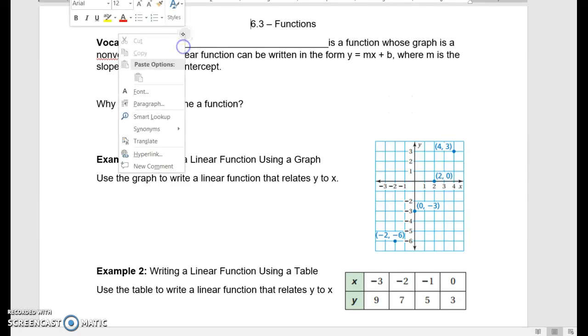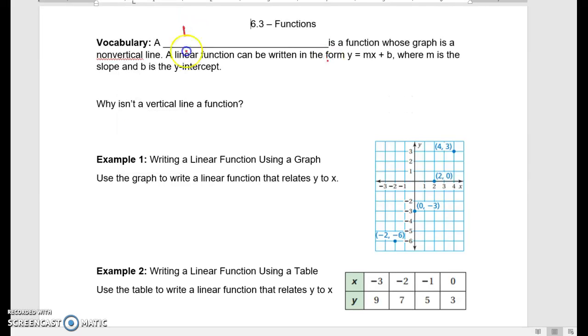Hey guys, so today we are going to be talking about linear functions. Linear functions means exactly what it's saying. Linear means a straight line. It's a function whose graph is a non-vertical line and can be written in the y equals mx plus b form, where m is the slope and b represents the y-intercept.